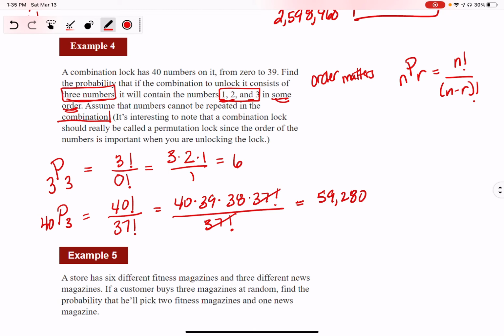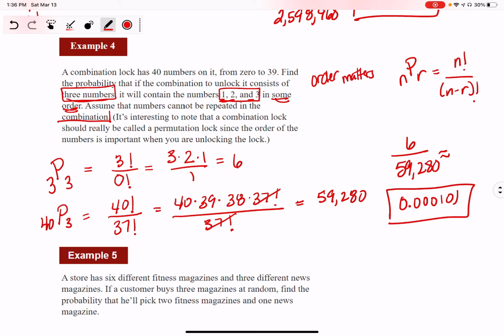And let's see, making sure we're answering what the question was asking us. Find the probability. Yep. All right, so the probability of the combination containing 1, 2, and 3 would be that 6 out of 59,280, which is about 0.000101.